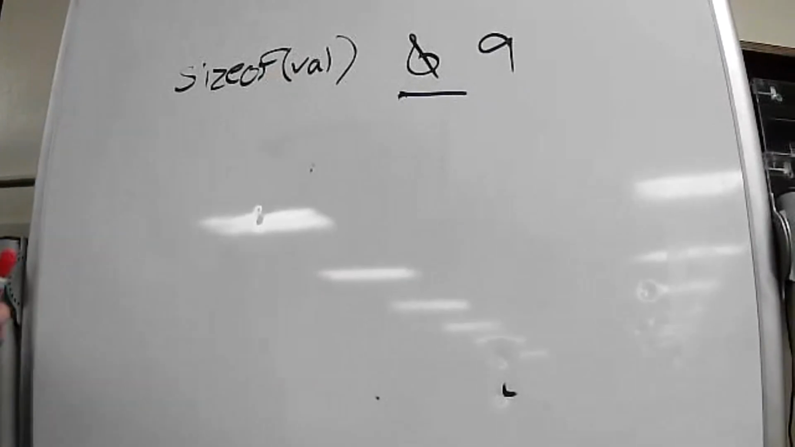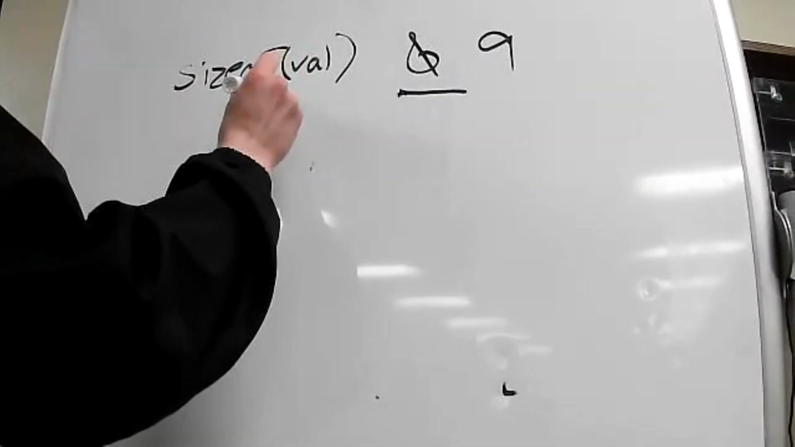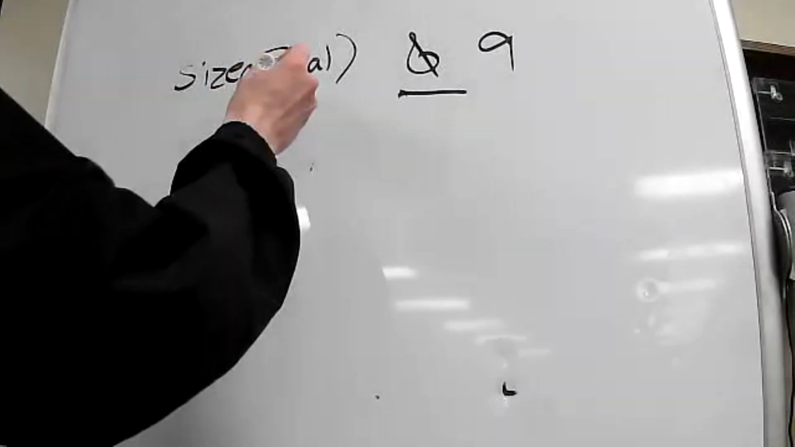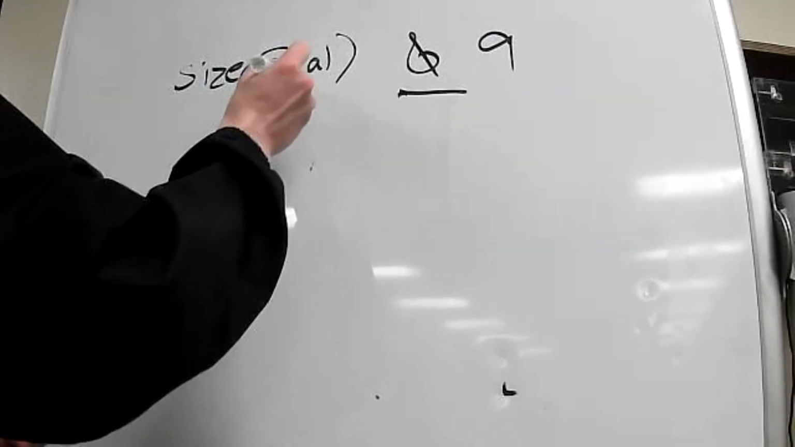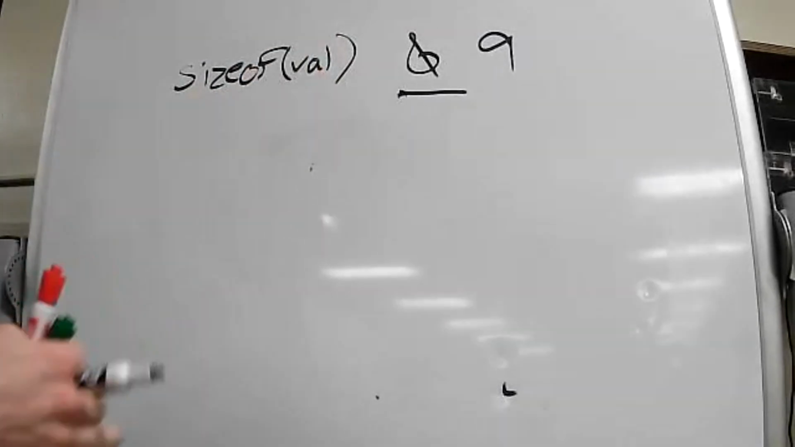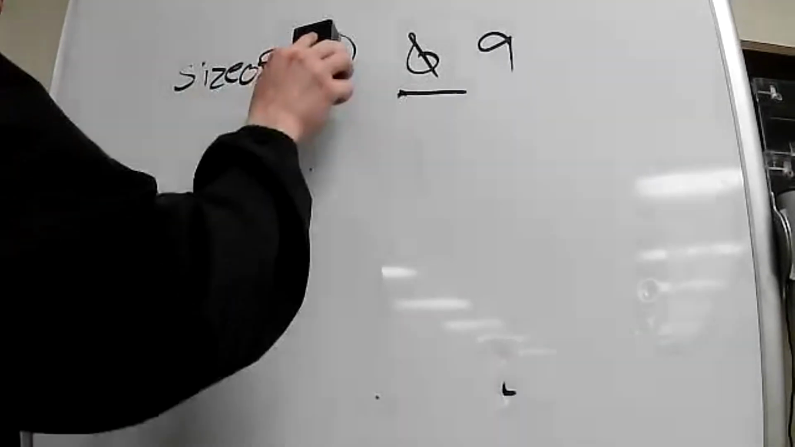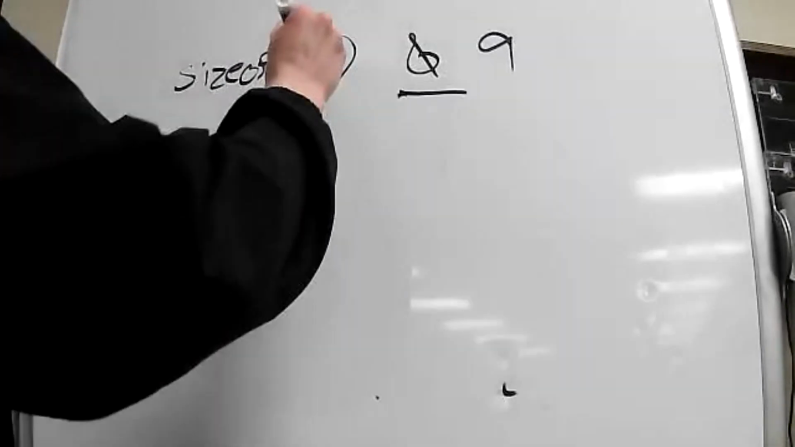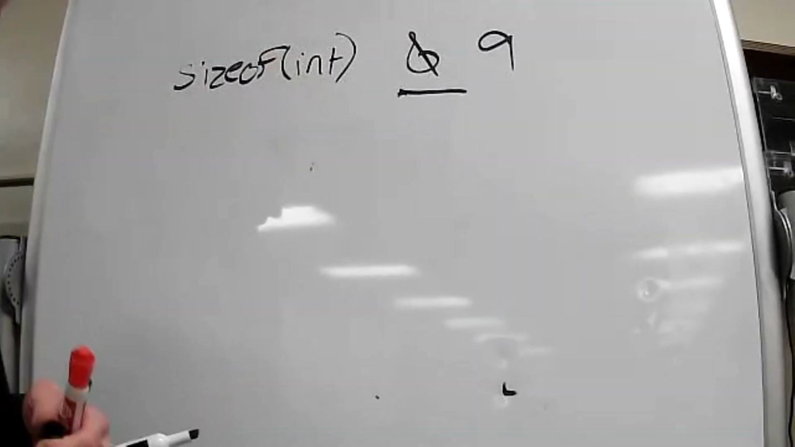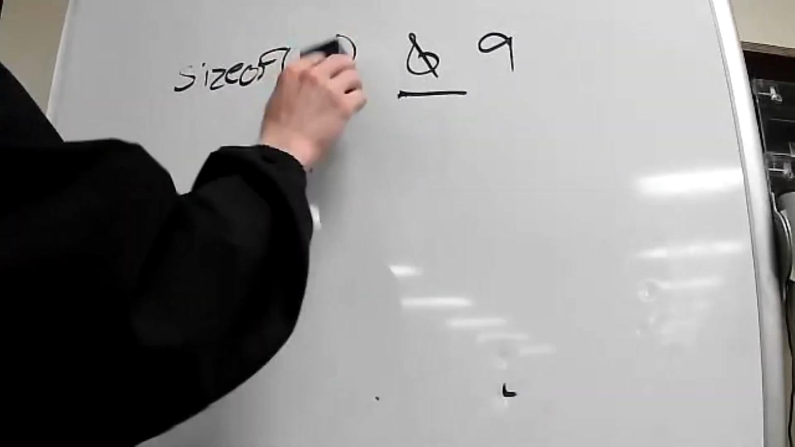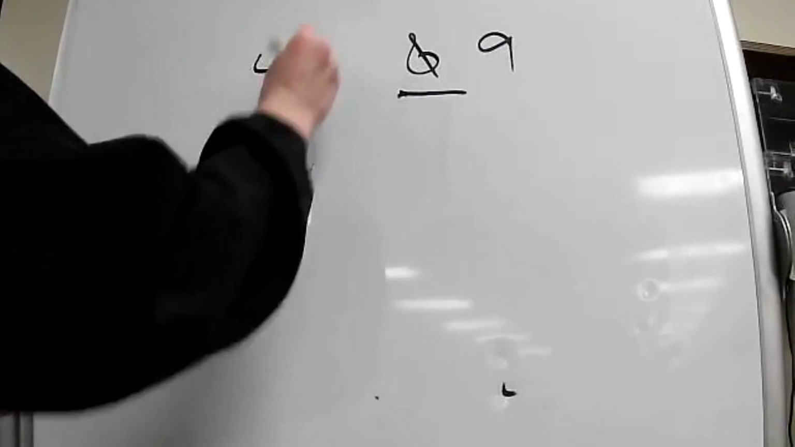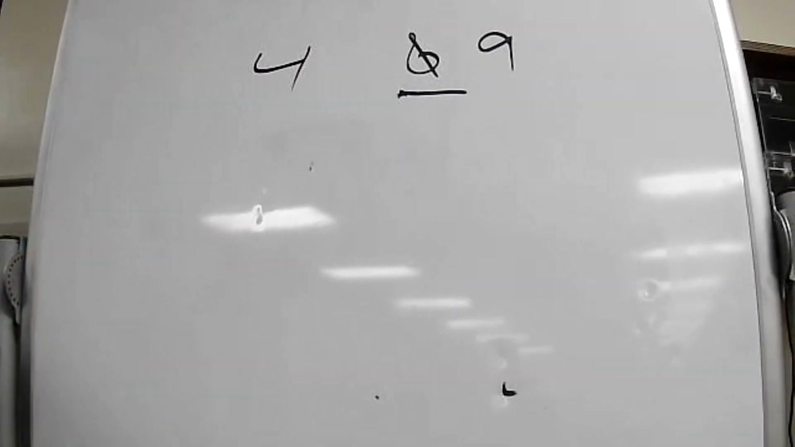So basically what we're going to do here, remember I talked about sizeof earlier in the PowerPoint presentation, it's getting the size, the number of bytes, of the data type. So instead of writing val here, we can think of this as sizeof(int). If you know the int off the top of your head, it's 4. So this really is 4 and 9.